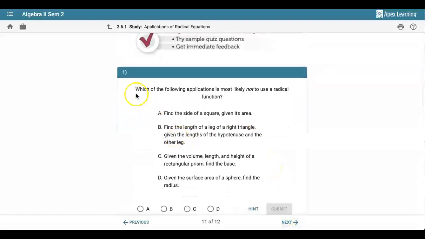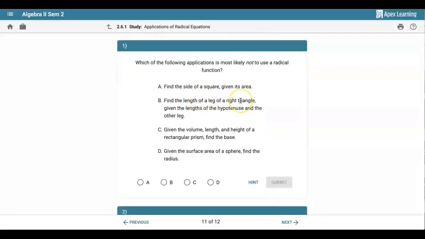Okay, so same thing here. Which of the following functions is most likely to not use a radical function? Again, they're assuming that you know all of these equations. So the area of a square, that's length times side. But for this one here, if you have the sides, it's like saying L squared. So to find this one, you would have to take the square root.